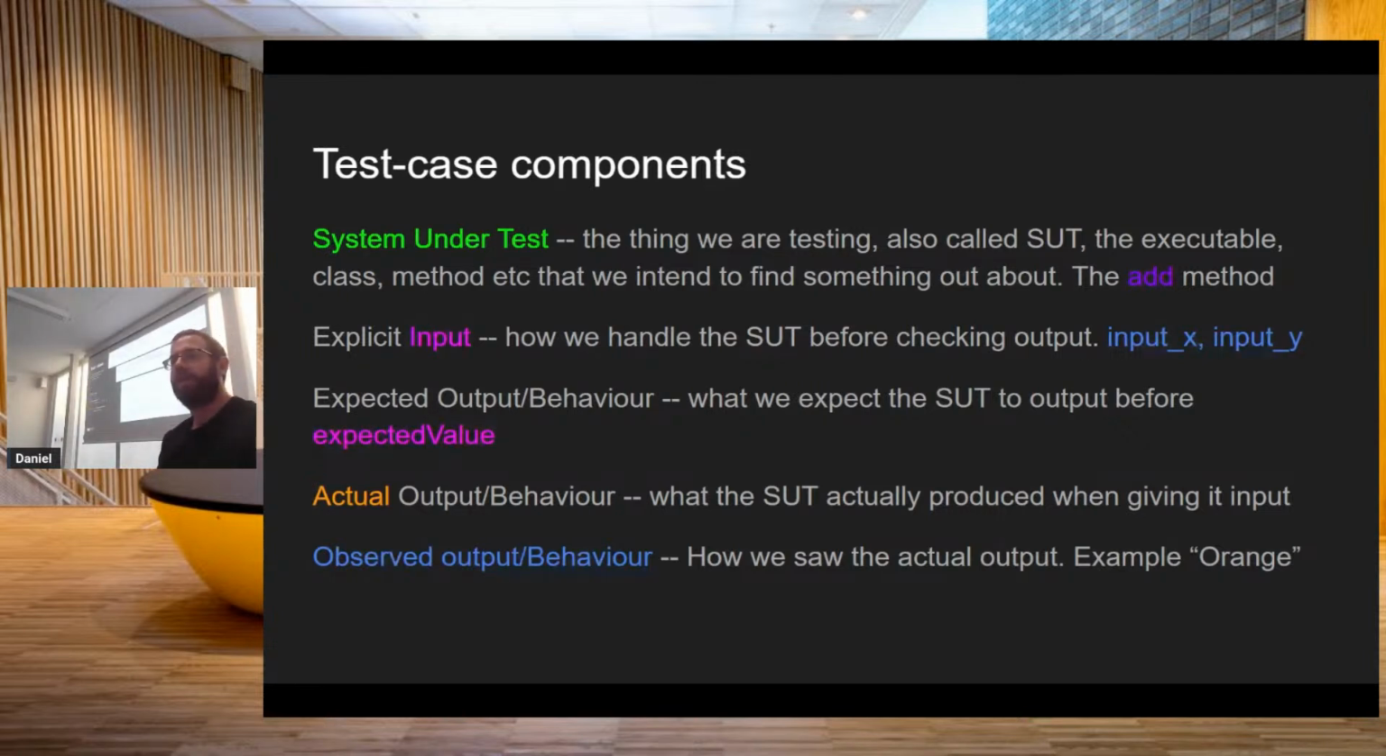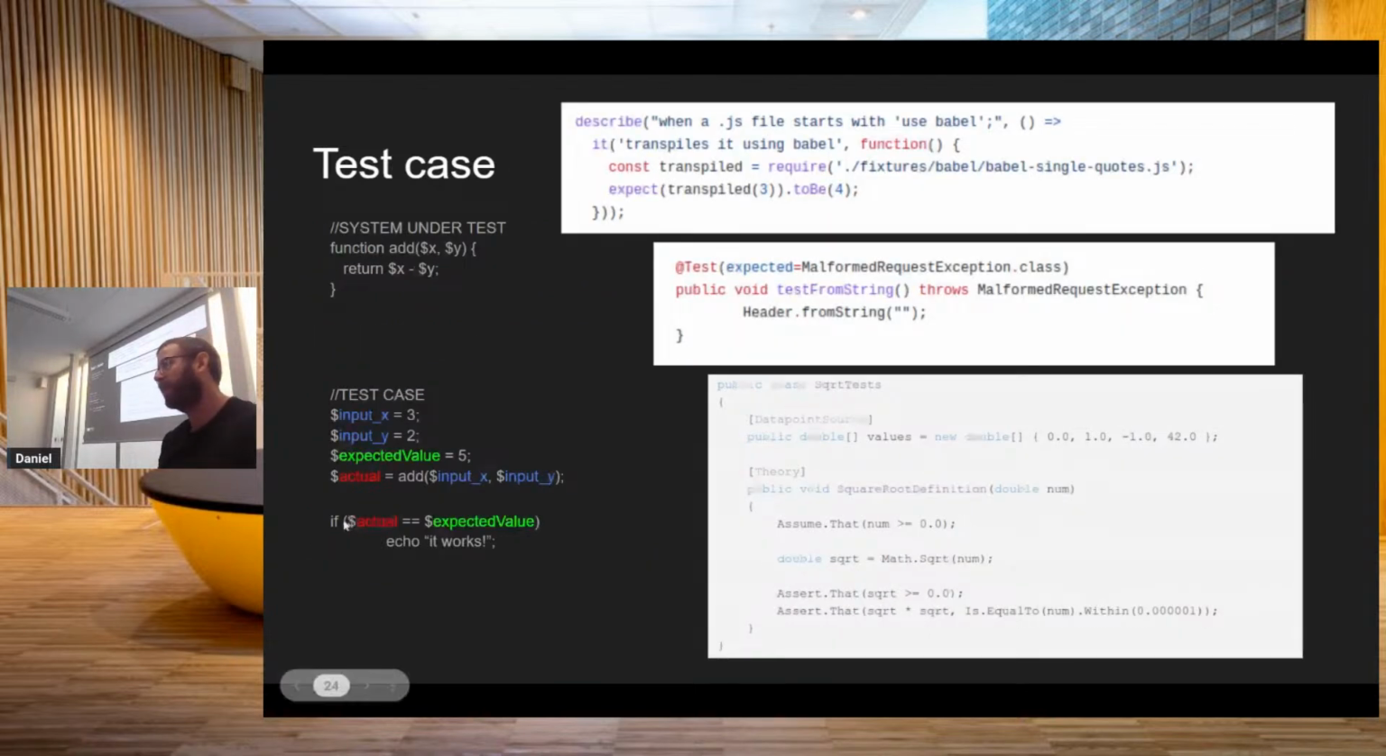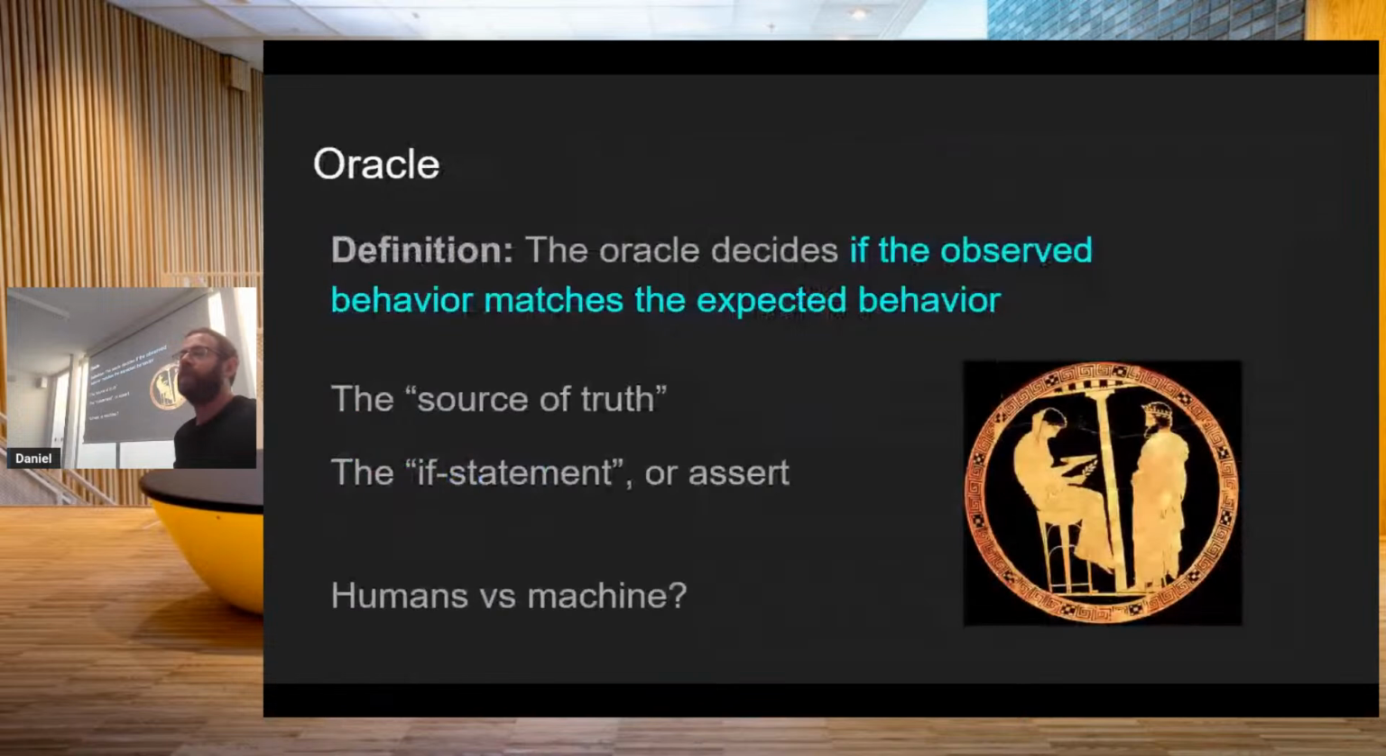So the observed output here in my little PHP code is an if statement that lets us observe that it works. If it doesn't work, nothing is printed, which is hard. So a unit testing framework usually gives us more clues than that. Okay, the oracle decides if the observed behavior matches the expected behavior. So we, as humans, are quite good at knowing how things work together, if it solves our problem or not, right?